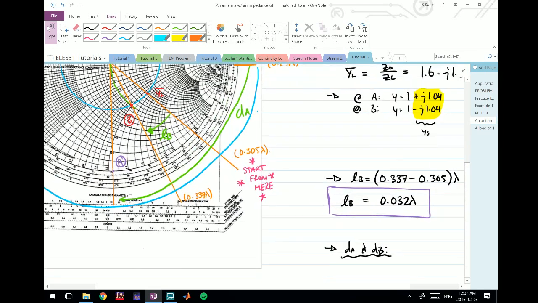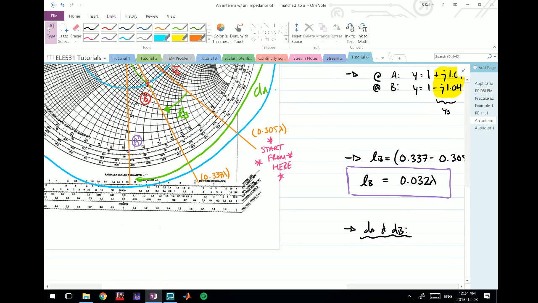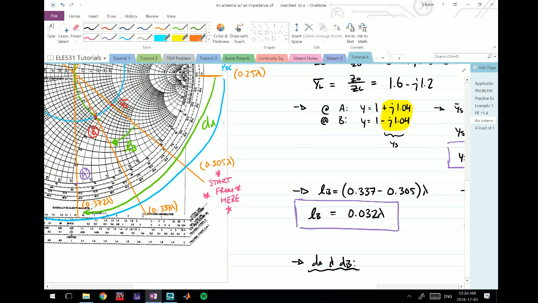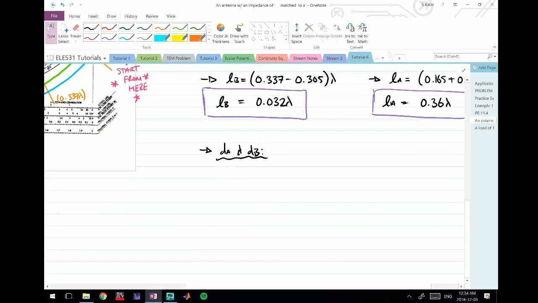And now at this point down here, looks like we're about 0.372 on the outside scale. So this is going to be 0.372 lambda on the outer scale. Then dA is just going to be that difference. So dA is going to be 0.372 minus 0.25 lambda. And so dA is going to be 0.122 lambda.